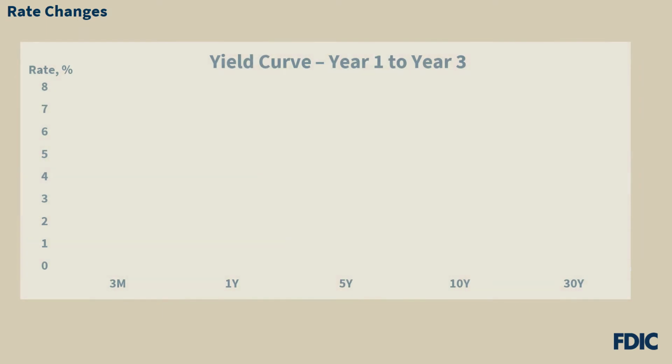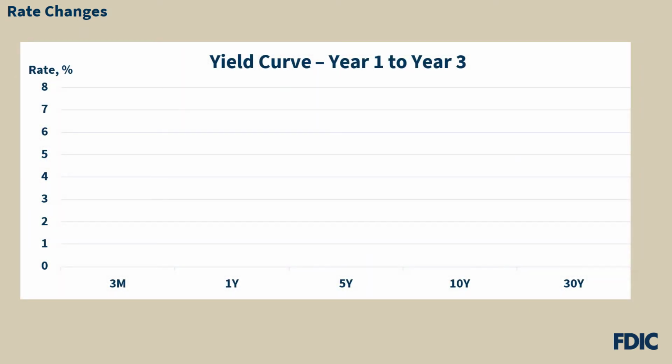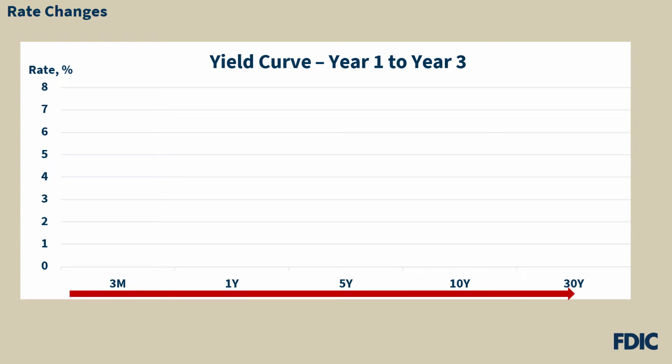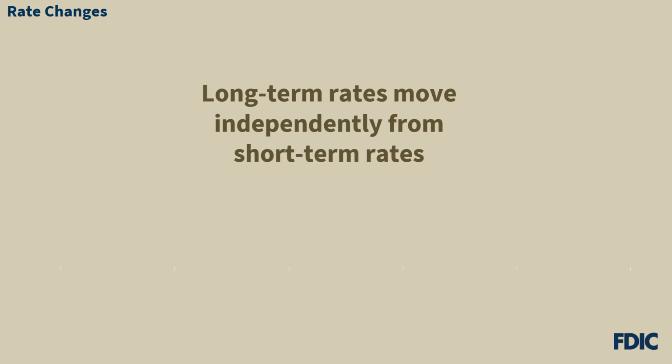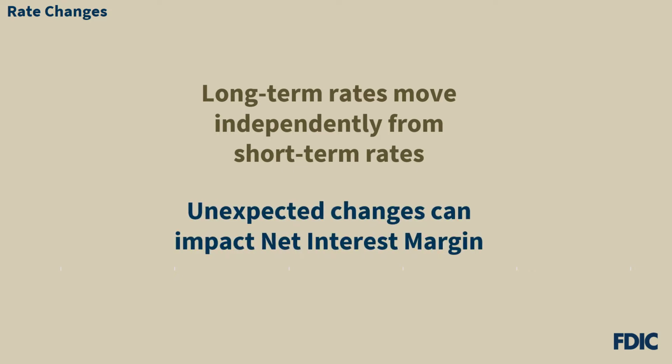The final aspect of rate change assumptions we'll discuss is yield curve shifts. The yield curve plots interest rates along the maturity spectrum. The slope and shape can shift dramatically over time. Also, long-term rates can move independently from short-term rates in a non-parallel fashion. While upward-sloping yield curves can produce healthy net interest margins as a result of the wide spread between funding costs and asset yields, unexpected shifts can impact these results.